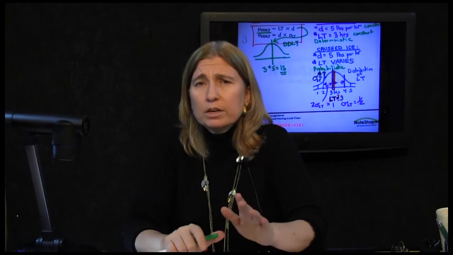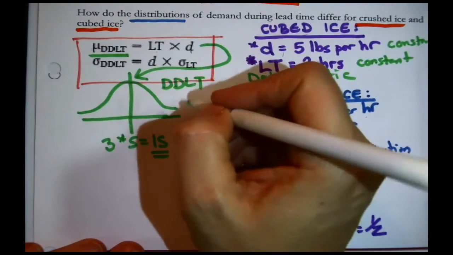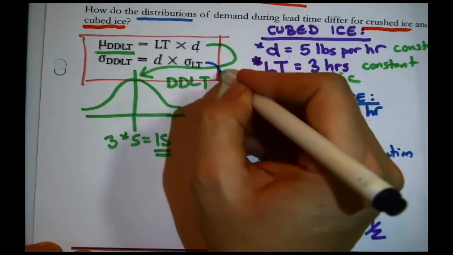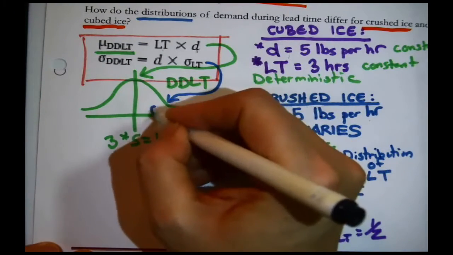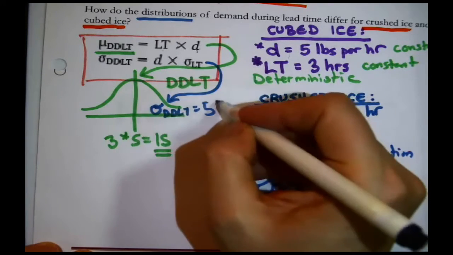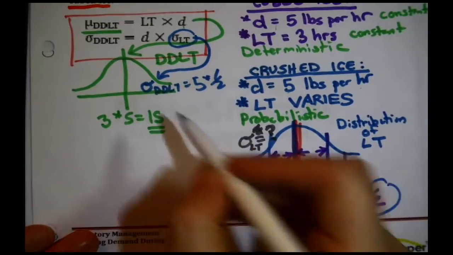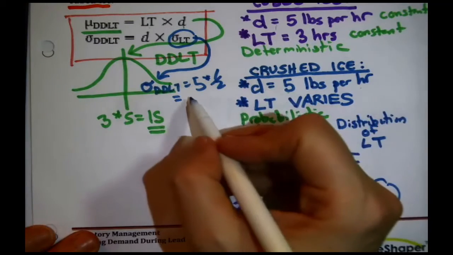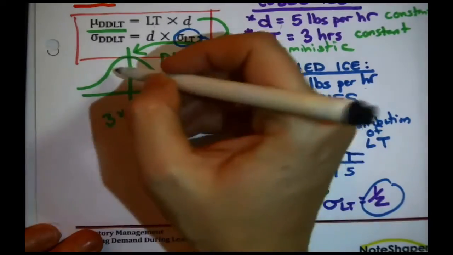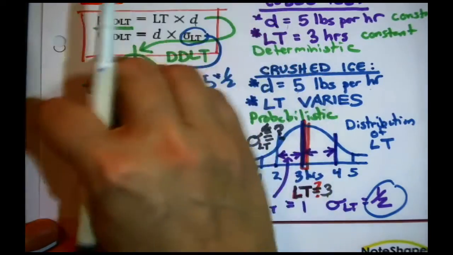But wait, what's the standard deviation of demand during lead time? Well, we would want to fill out this formula. Right? And we'd say that the standard deviation of demand during lead time is 5 times 1/2. That's why we were looking for that number right there. 5 times 1/2 was what, 2.5? Now I have everything that I need to describe demand during lead time. I can set reorder points, I can determine service levels.